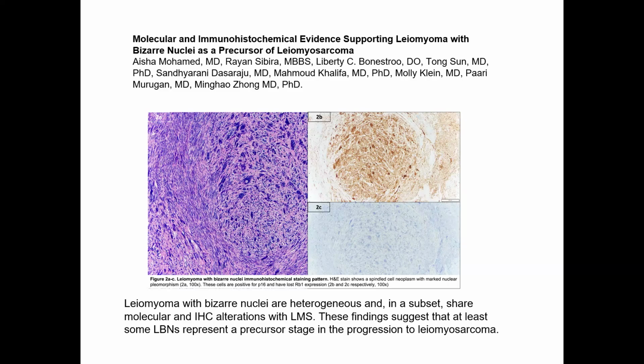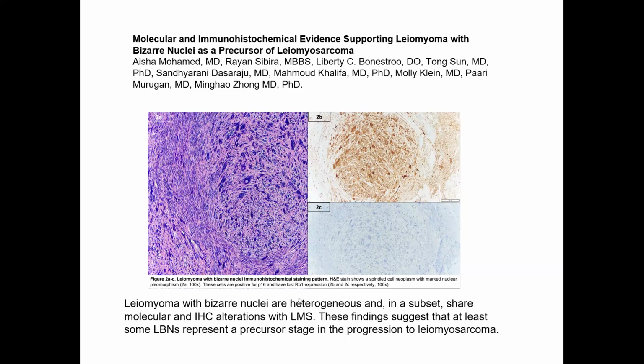But guess what? It was P16 positive, and it lost RB1 expression. So these are features of leiomyosarcoma. Are you going to call this leiomyosarcoma? We didn't call it leiomyosarcoma, but maybe there are some types of leiomyoma with bizarre nuclei that are on their way to becoming leiomyosarcoma. I don't know. But as the WHO classification stands today, I don't think we should call this leiomyosarcoma. You will call it leiomyoma with bizarre nuclei.